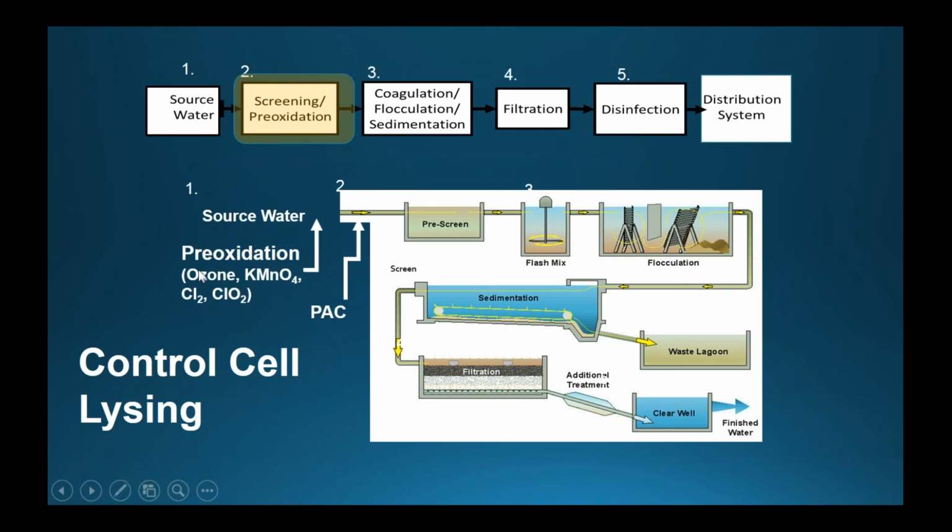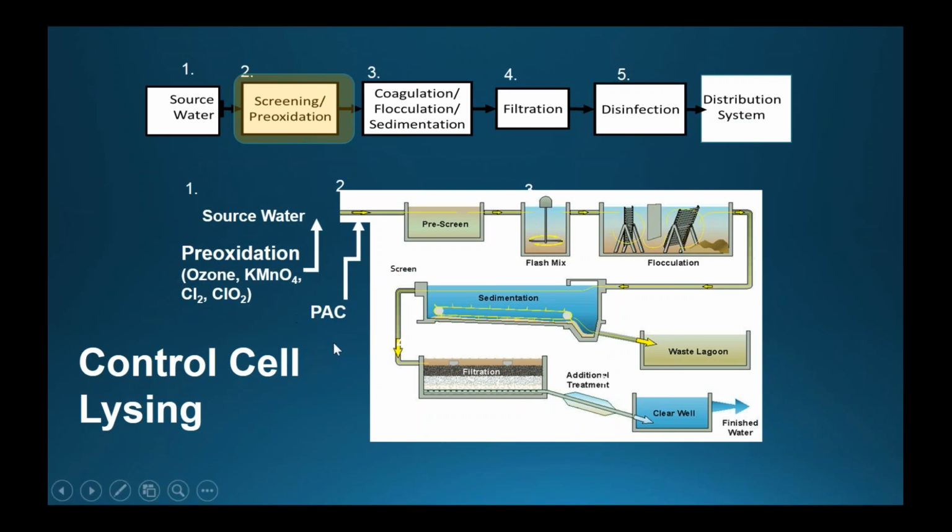Ozone will lyse the cells, even at low levels. Chlorine will lyse the cells. Chlorine dioxide will not lyse the cells. Permanganate, there have been a lot of studies showing that low doses of permanganate do not lyse the cells. All of these, except chlorine dioxide, will react with the extracellular or the dissolved microcystin. The problem is again, you want to keep the cells intact.